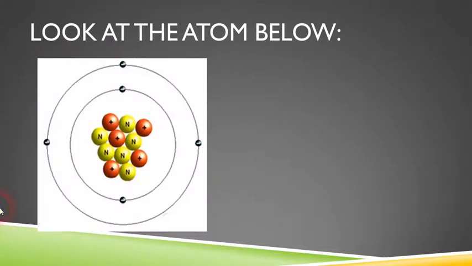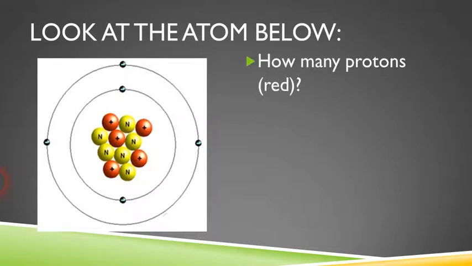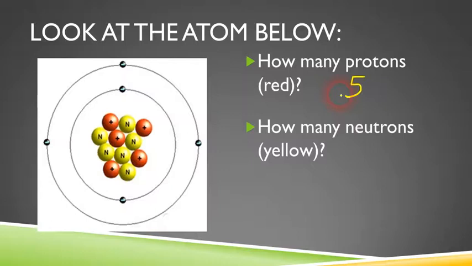We have a picture, and let's just see if we can answer some questions about that atom. So first of all, how many protons? Well, we can just count those up. The protons are in red in the nucleus, and so it looks like we have 5 protons. And of course, this atom is not drawn to scale. How many neutrons? Those are in yellow. Well, we count those up, and I'm counting 6. 1, 2, 3, 4, 5, 6 neutrons.